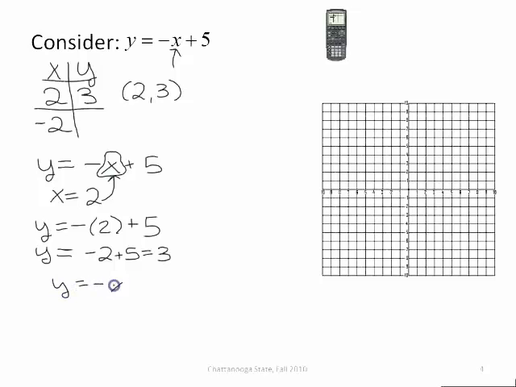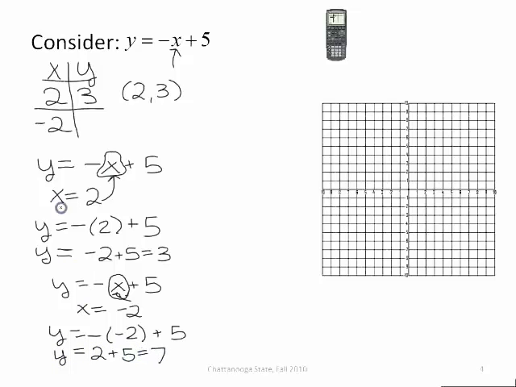Now I want to plug the negative 2 in. So again, I start with the original equation, and I'm just going to plug in a negative 2. But that negative 2 only goes where the x is. So that's going to give me y equals the opposite of a negative 2 plus 5. So y would equal 2 plus 5, which is 7. So here I have the ordered pair negative 2, 7.